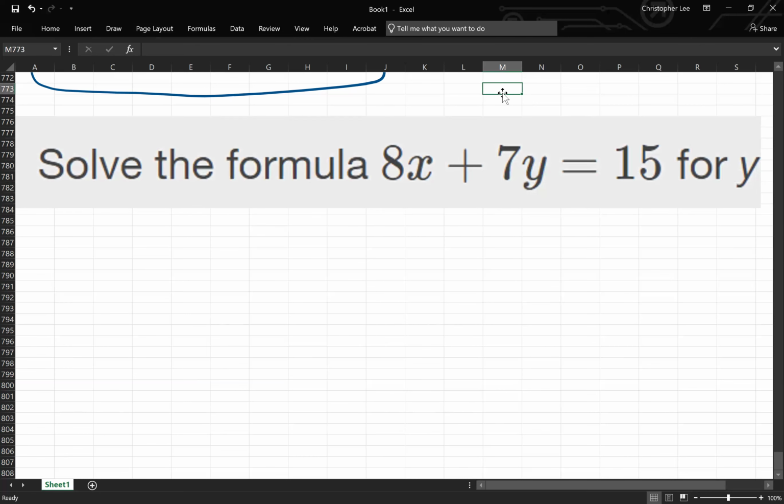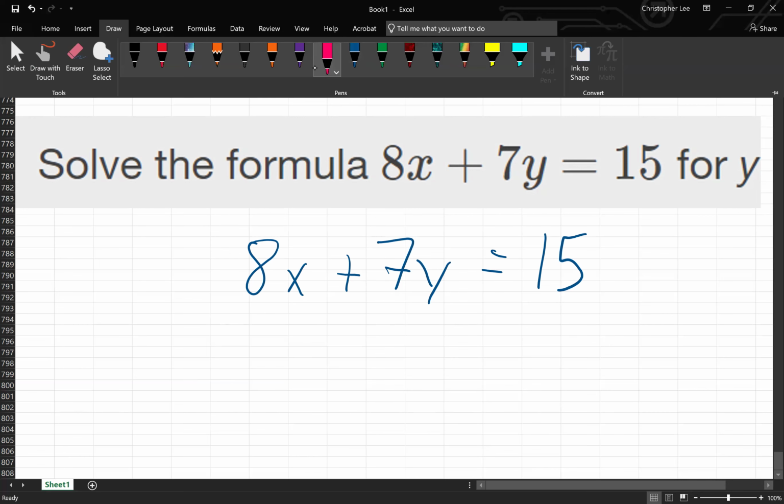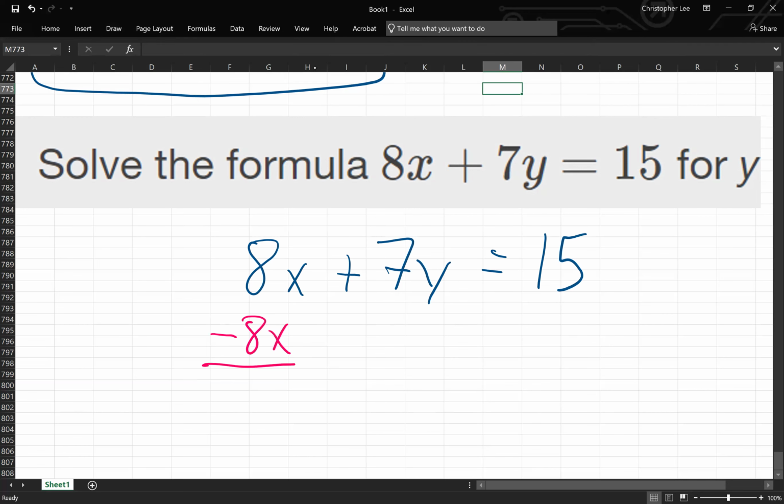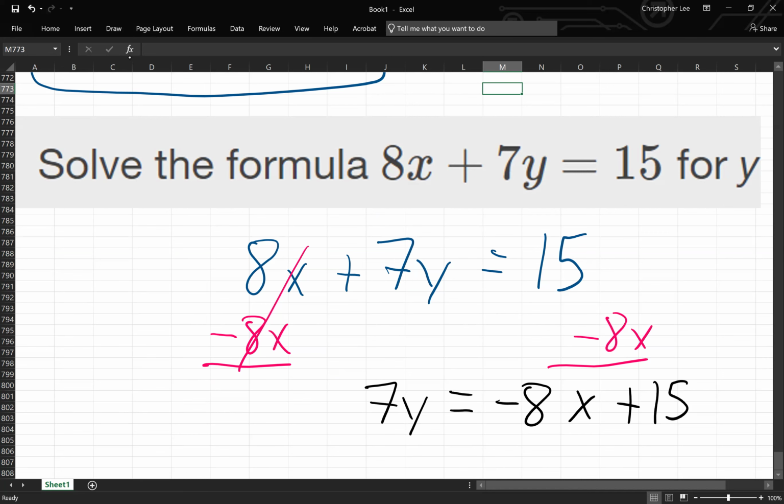So here we go. I have 8x plus 7y is equal to 15. I want to solve for y. Walk me through how to do this real quick. I feel like you guys have enough information that you could tell me how to do it. I want y, by the way. Minus that 8x. All right, so I'm going to subtract 8x from over here. What I do to one side, I have to do to the other, right? So now I have 7y is equal to negative 8x plus 15. What should I do next?